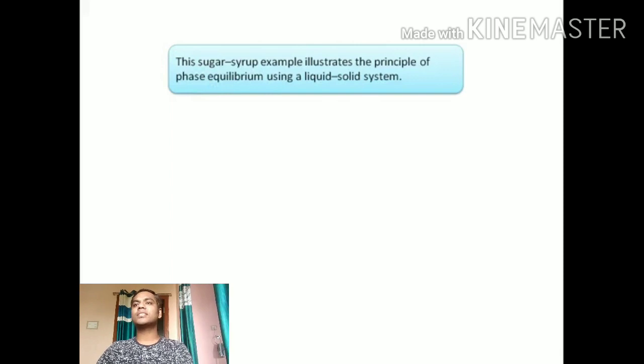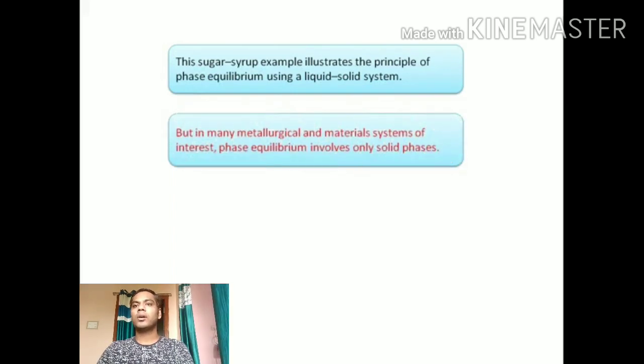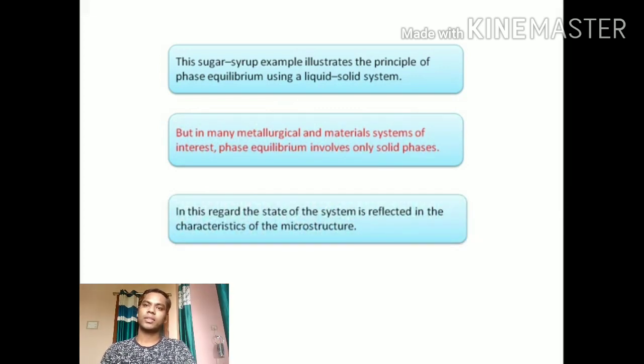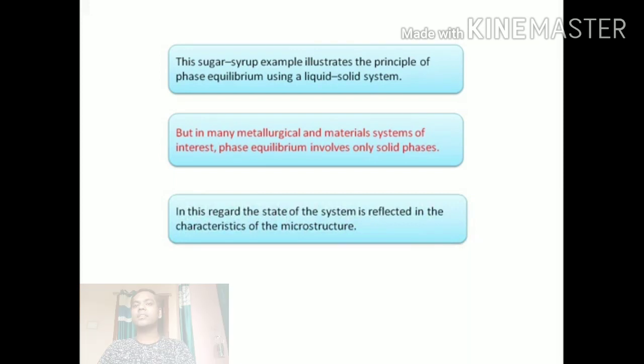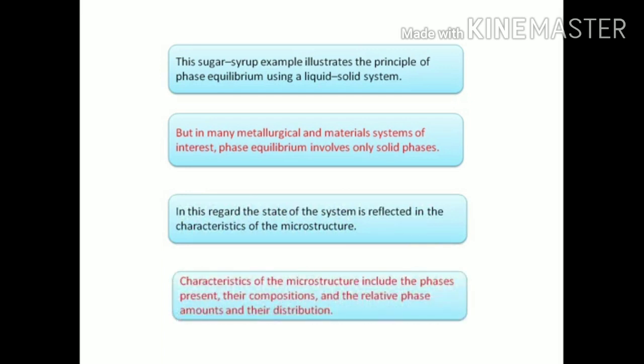This sugar syrup example illustrates the principle of phase equilibrium using a solid liquid system. But in many metallurgical and material systems of interest, phase equilibrium involves only solid phases. In this regard, the state of the system is reflected in the characteristics of the microstructure. Characteristics of the microstructure include the phases present, their compositions, and the relative phase amounts and their distribution.